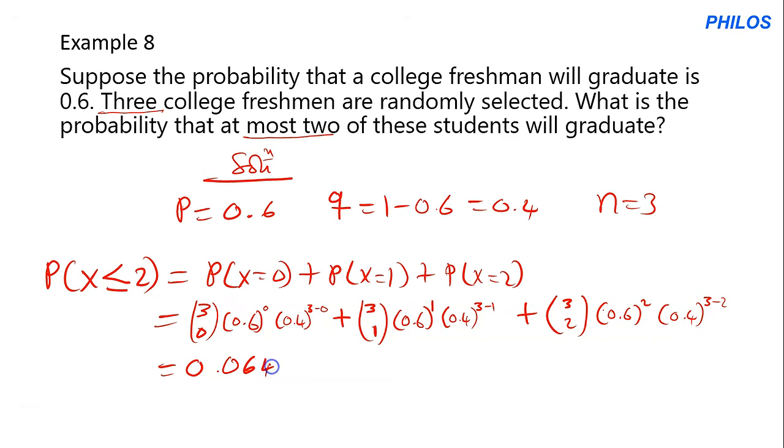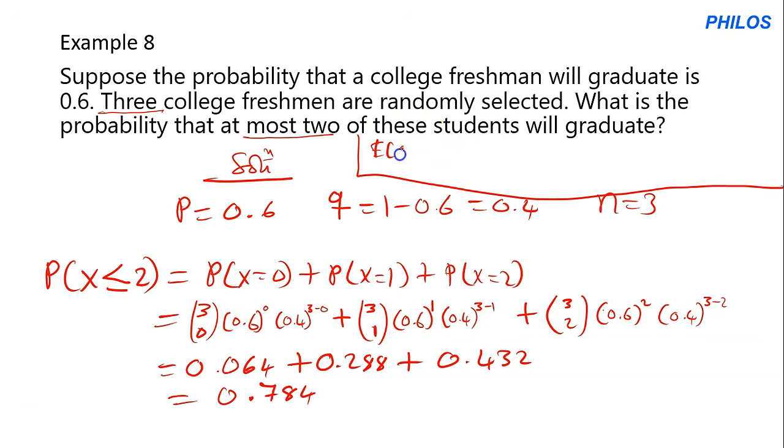You get 0.064. Okay, plus, so when you simplify this also, you get 0.288 plus, then when you simplify the third one, you get 0.432. So add the three results together. When you add them, you get 0.784. So the correct answer to question 8 is 0.784.